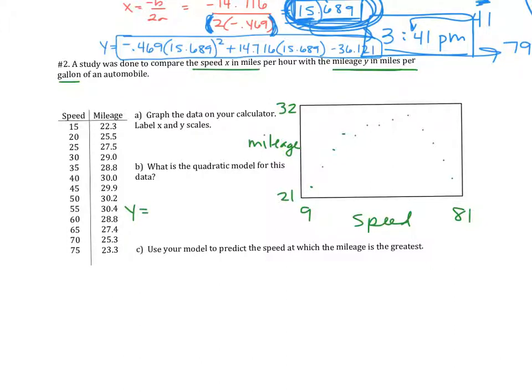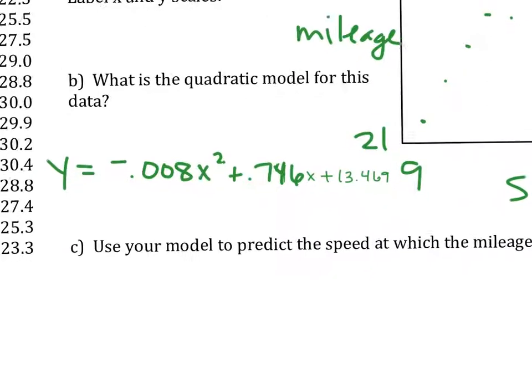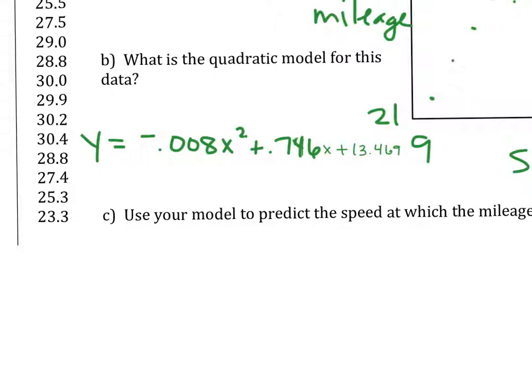Y equals negative 0.008x squared plus 7.746x plus 13.469. Sorry for my smaller numbers. Shoot, I really need to write smaller. Or just zoom in. Okay, did we get that? A, B, and C?